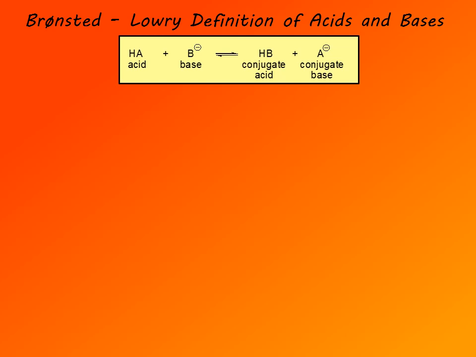It's the transfer of a proton from an acid to a base to give a conjugate acid and conjugate base pair. So any acid-base reaction actually results in the formation of a new acid-base pair. An acid upon loss of a proton gives rise to a conjugate base, and a base upon gaining a proton gives rise to a conjugate acid.